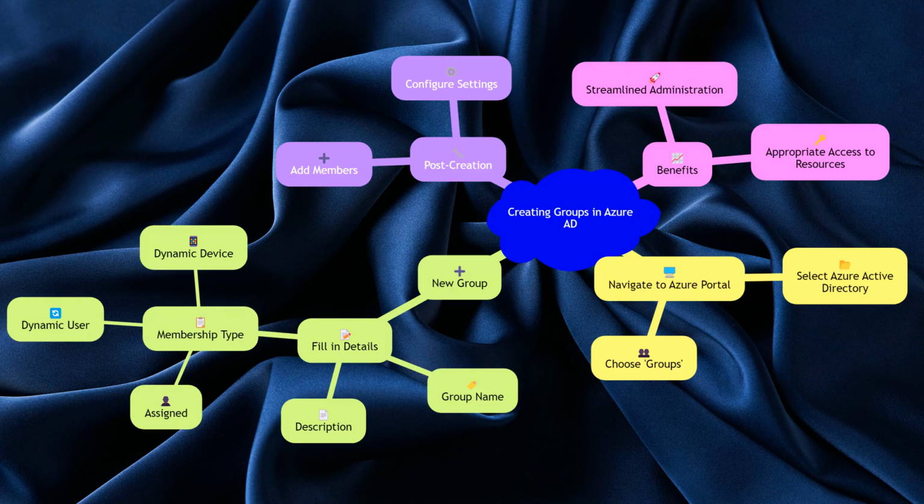Creating groups in Azure AD is similar to creating users. Navigate to the Azure portal, select Azure Active Directory, and then choose Groups. Click on New Group and fill in the necessary details such as group name, description, and membership type. You can choose between assigned, dynamic user, and dynamic device membership types. Once the group is created, you can add members and configure group settings. Managing groups effectively allows for streamlined administration and ensures that users have the appropriate access to resources.